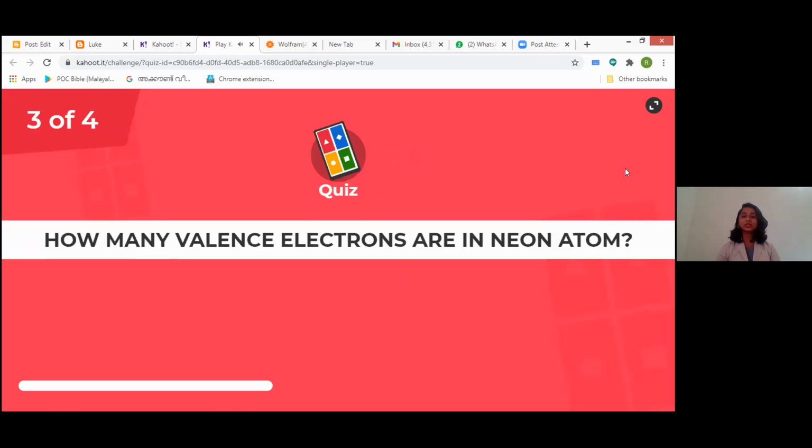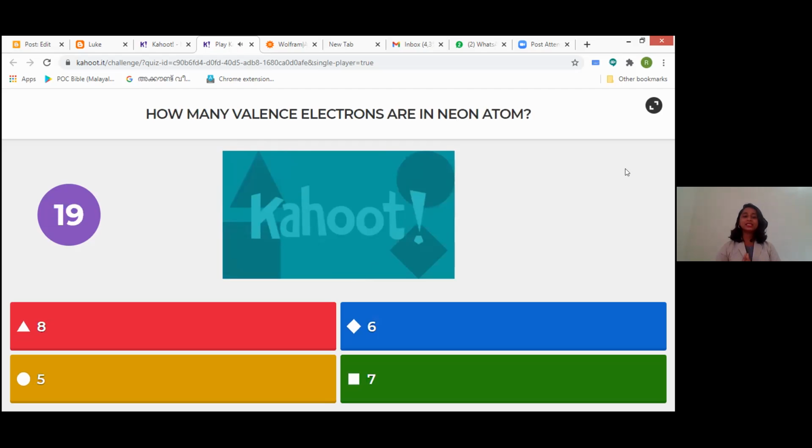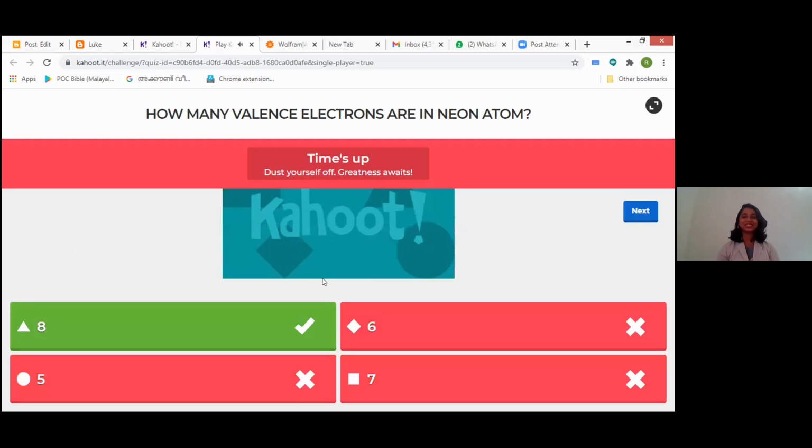How many valence electrons are in the neon atom? The options are 8, 6, 5, 7. There are 20 seconds. And Faslana, can you answer the question? I think neon is in a stable state, so it is 8. Yeah, it's very good. Correct.